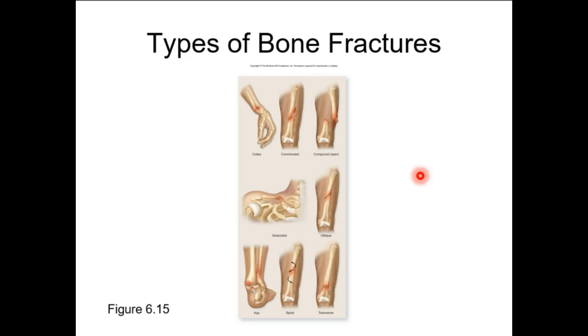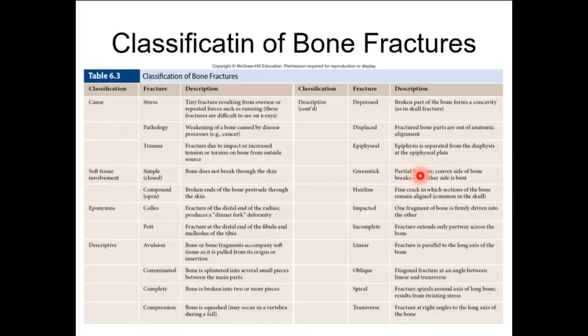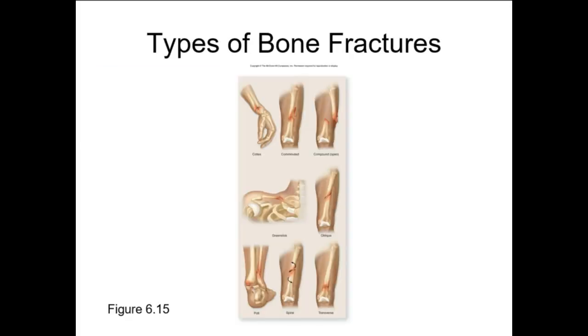Oh, types of bone fractures, always a super fun graph to look at. We like that, don't we? There's not a ton that you need to know about our types of bone fractures. Complete versus incomplete, open versus closed is generally what I focus on. Ultimately, you'll want to know about Colles, comminuted, compound, oblique, green stick.